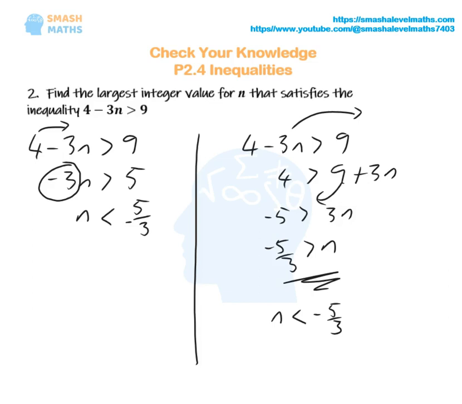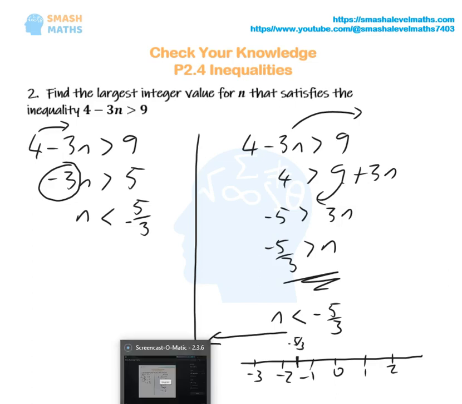Right, the last thing we've got to do is think about this idea of the largest integer value. So let's just put a little number line in so we can see what we're doing. So we've got n has got to be less than minus 5 over 3. Minus 5 over 3 is round about there, in between minus 1 and minus 2. n's got to be less than that, so we're looking at all these values from minus 5 over 3 downwards.